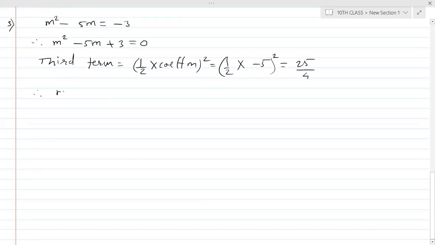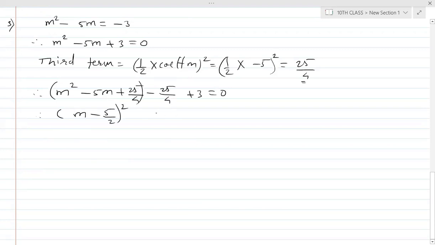Thus the equation becomes m square minus 5m. Now we are going to add and subtract this third term. Here plus 25 by 4 minus 25 by 4 plus 3 as it is. Now you can see that this is the complete square of m minus 5 by 2 whole square. Now you can write this term minus 25 by 4 becomes plus 25 by 4, plus 3 becomes minus 3. Let's solve this.